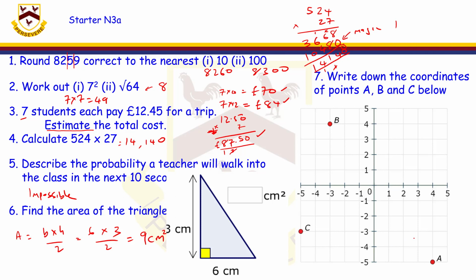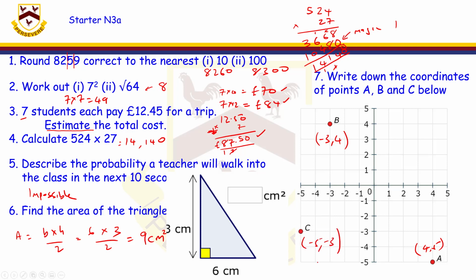And question 6, we can put our coordinates. Remember, across the landing, up or down the stairs. So it's going to be across to 4, down 5. So 4, minus 5. But remember the comma and the brackets. B, across the landing, minus 3. And up the stairs in this case, which is 4. And C, across the landing, minus 5. Down the stairs this time, minus 3.